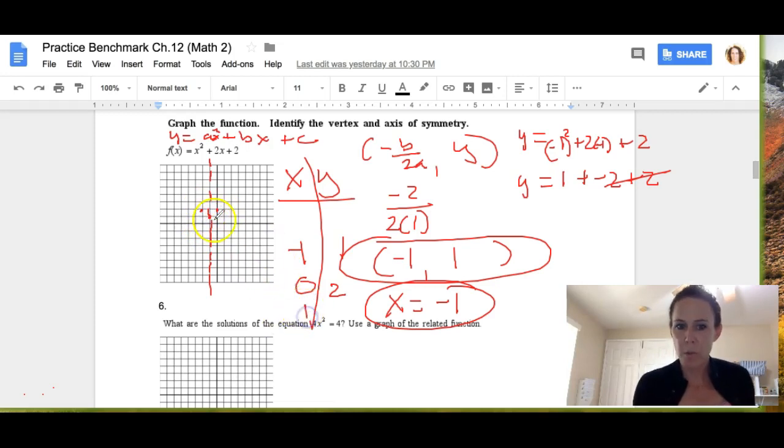You can plot one more point. Try 1. If I plug in 1 here, 1 squared is 1, and then 2 times 1 is 2. So I'm going to have 1 plus 2 plus 2. 2 plus 2 is 4, so I'm going to get out 5. I'm going to go over 1, up 1, 2, 3, 4, 5, and do the same on the other side. And there's your graph. And you know that you're graphing up because of the points you plotted and also because the a value is positive. Good. Let's go on to number 6.